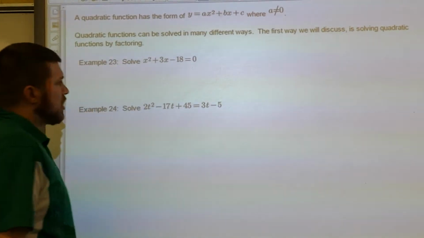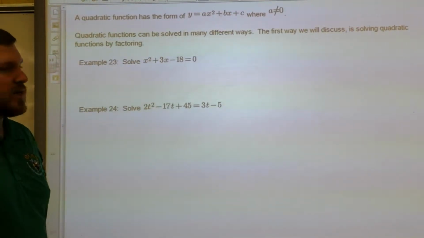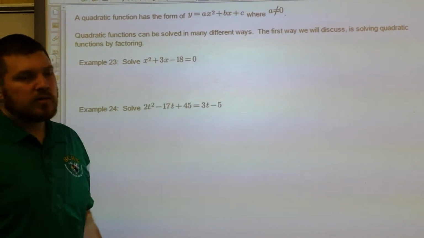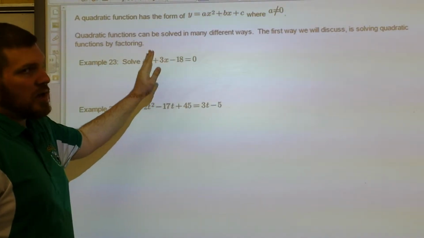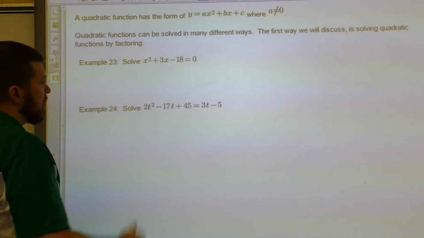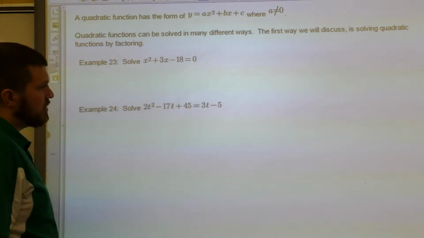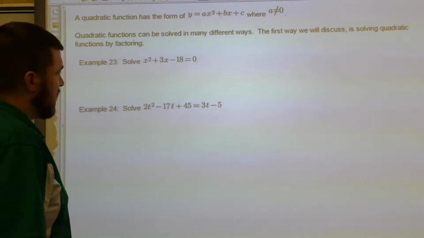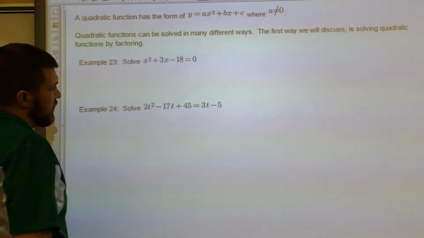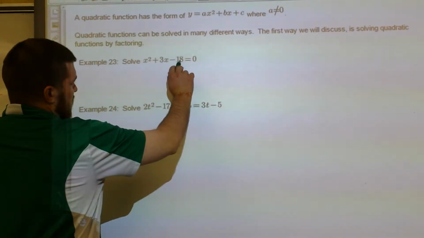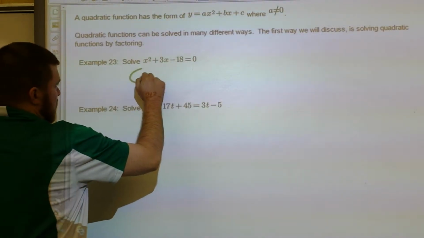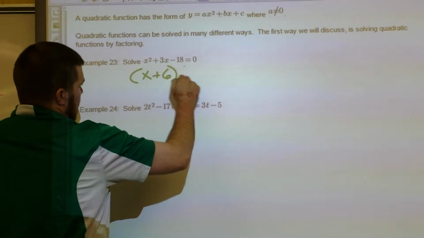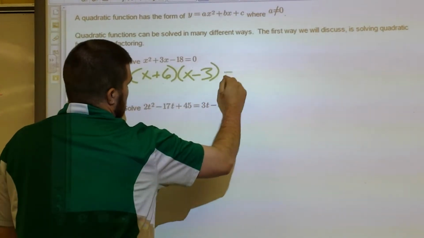So for instance, I want to solve x squared plus 3x minus 18 equals 0. Anytime you're solving a quadratic equation, I don't care what method you're using, most of the time you're going to want to get everything on the same side. I've already got that happening here, so I'm ready to start solving by factoring. I'm looking for factors of negative 18 that add up to positive 3. If you're good at factoring, those factors should be pretty easy for you. It's going to be x plus 6 and x minus 3, and that's still equal to 0.